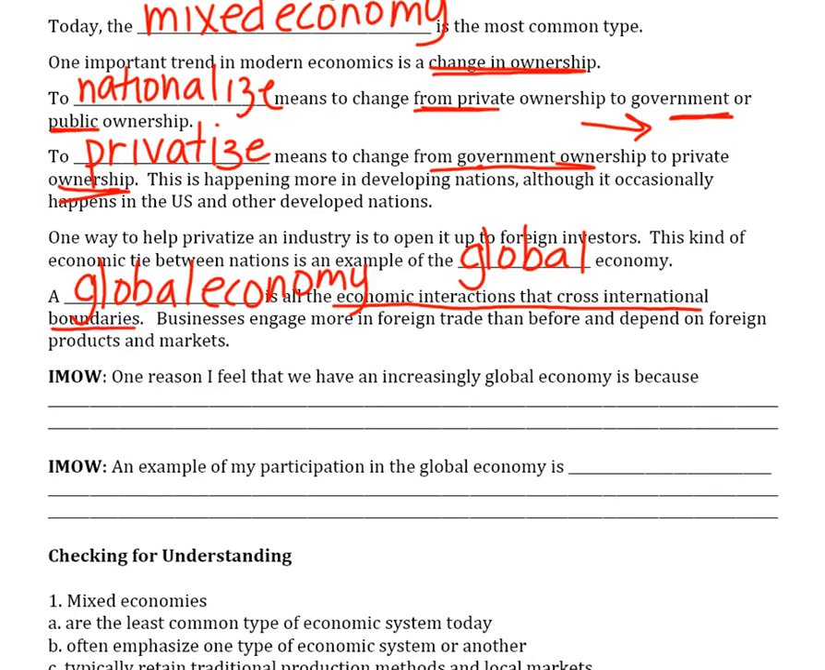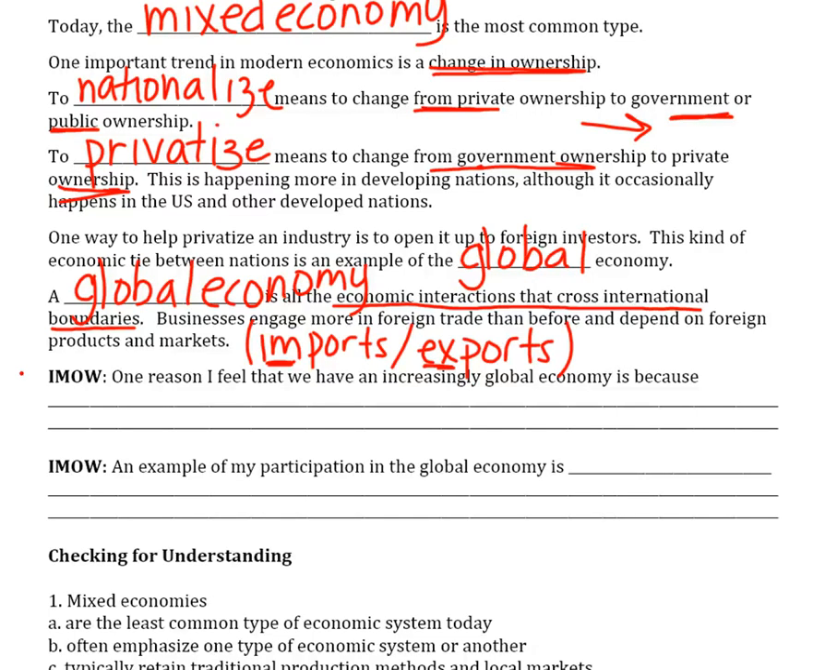Businesses engage more in foreign trade than before and depend on foreign products and markets. All right, so that's where we get into imports and exports. Imports are when we are getting stuff from other countries shipped to our country, and exports are when things are exiting our country and going to other countries. So if you want to look at the prefixes, we have exports, exiting, imports, if you want to think coming into our country.